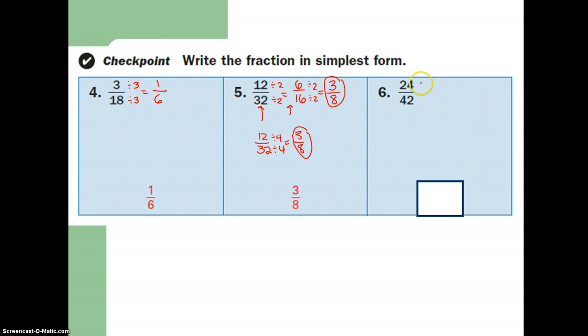Number 6, 24 and 42. I know 42 divides by 6 and 7. 24 divides by 6. And 4/7 is your answer.